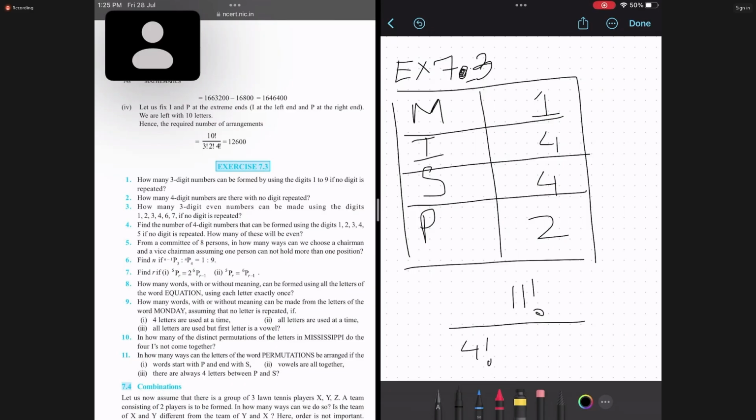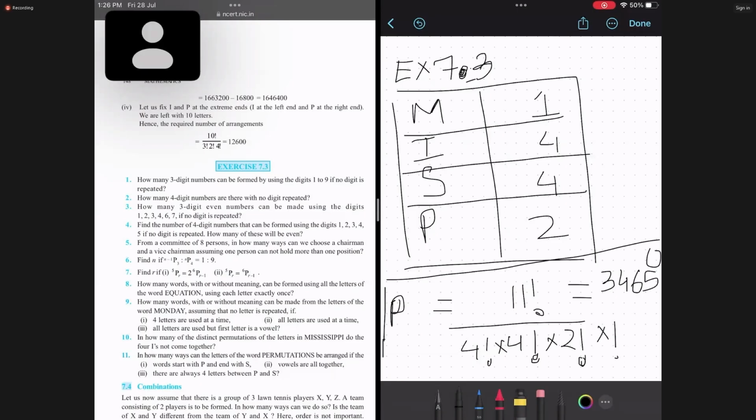I have S 4 times, so 4 factorial again. P 2 times, so 2 factorial again, and M 1 time, so 1 factorial again. And that will be the first part. Let me denote that by P, right? So P is the total number of permutations that are possible, and when you calculate the exact value of this term, the answer that you are going to arrive at is 34650, and that is your P. So this is the total number of permutations that are possible, right?